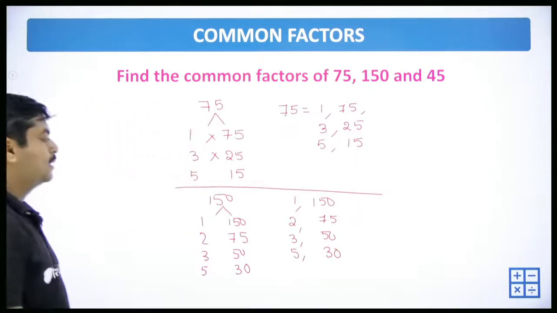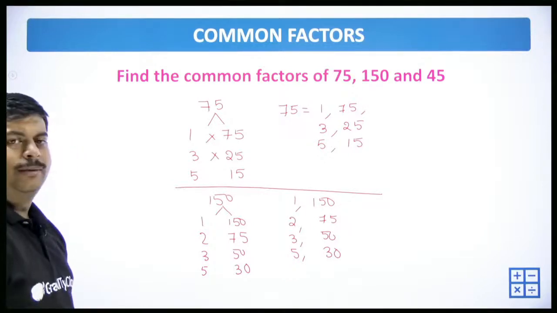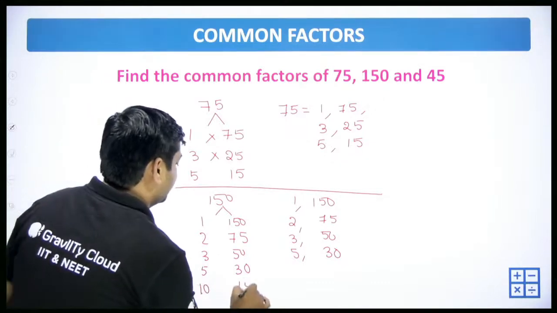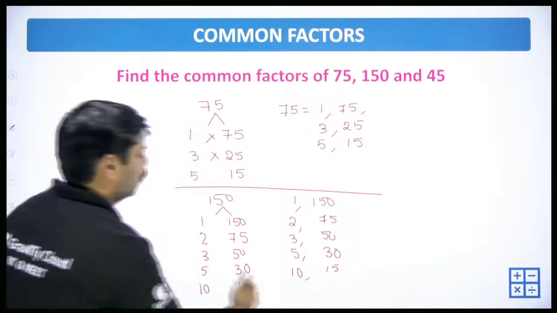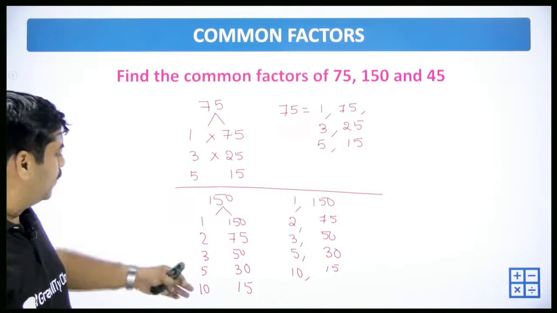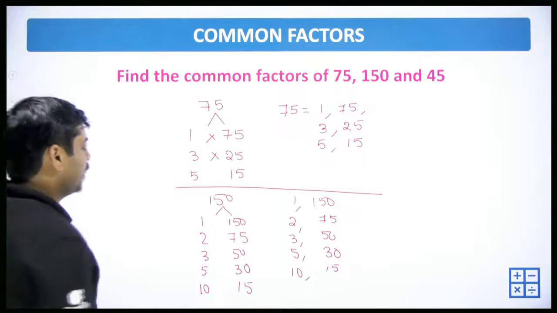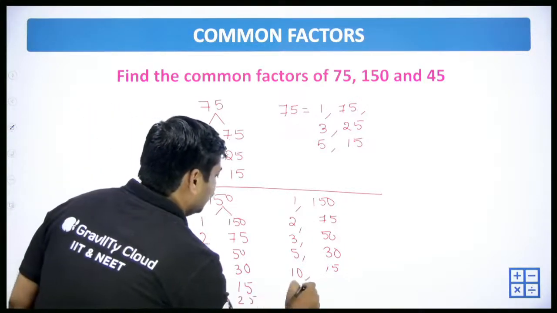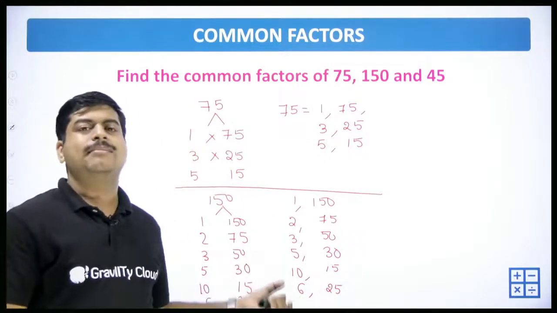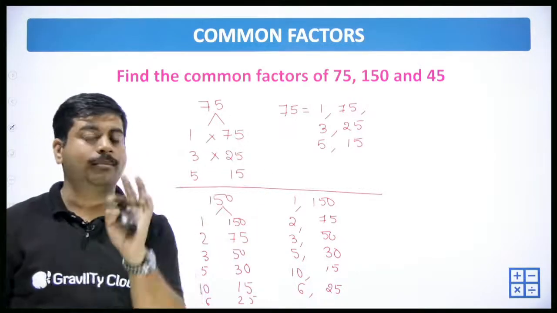Anything more? 6, 7, 8. What else can we write? With 10 we can get 10 into 15, 10 and 15. Just try to find what other factors you can find. So what more? 5, 30, 6 into 25. We left 25. 6 into 25. See how difficult it is to write all the factors. Sometimes we may miss that, right? So there are some methods which we can learn to find all the factors without missing anything.